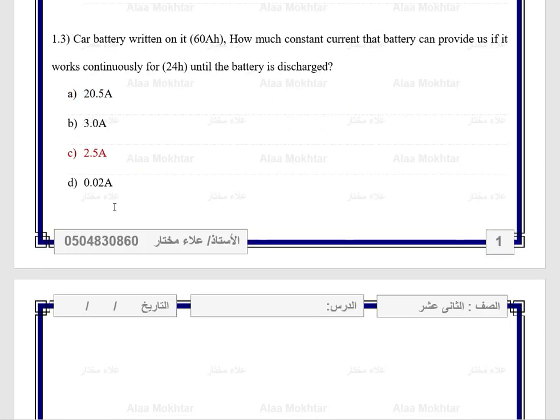Question number 3. A car battery has written on it 60 ampere hour. It means Q. We can convert it if we need, or not. How much constant current can that battery provide if it works continuously for 24 hours? He asked about current. This is the time until the battery is discharged. So I equals Q over T. Q is 60 ampere hour.